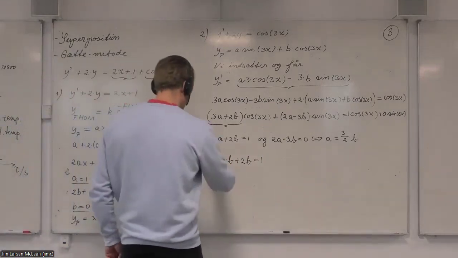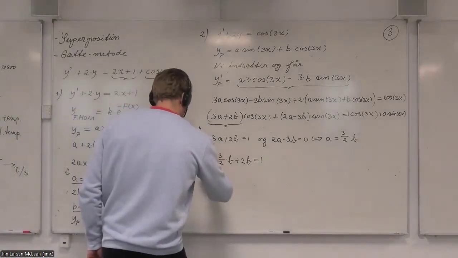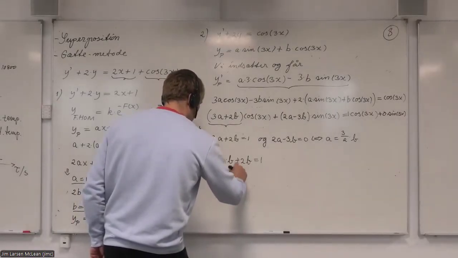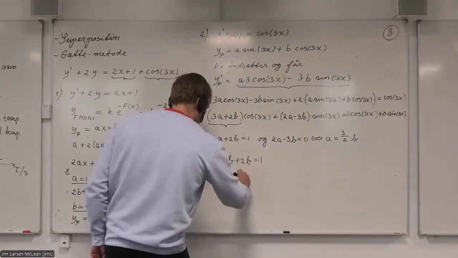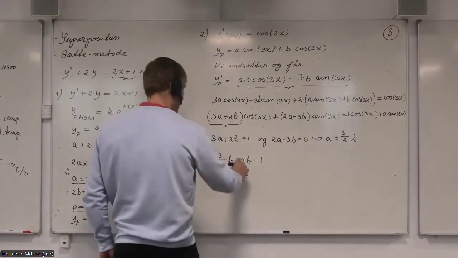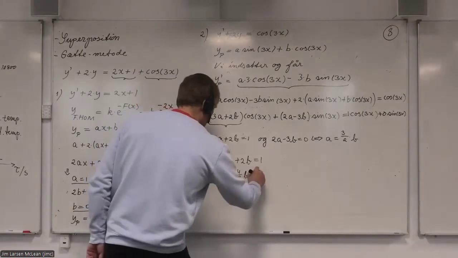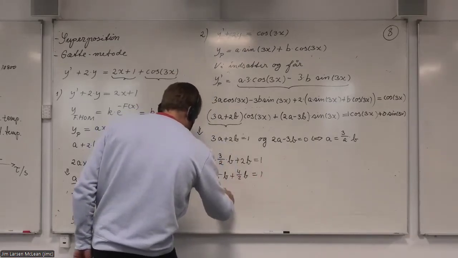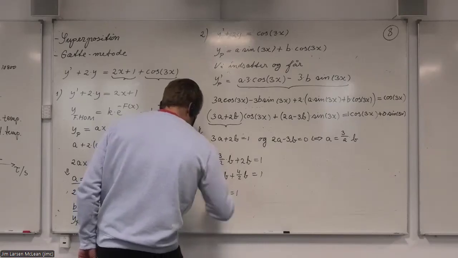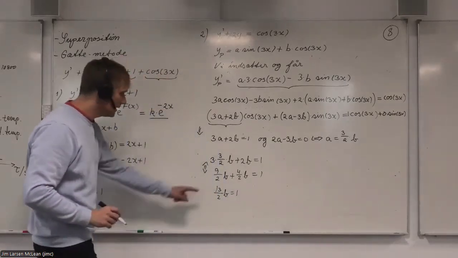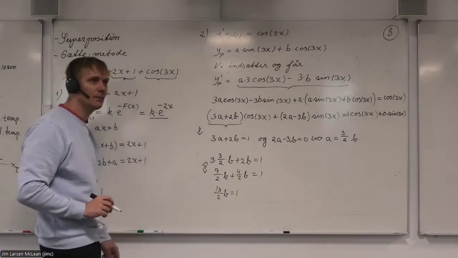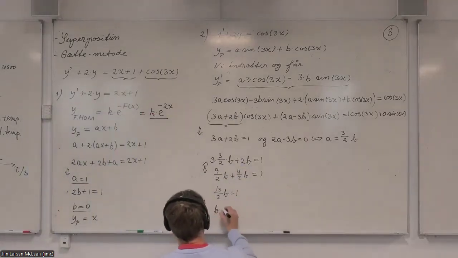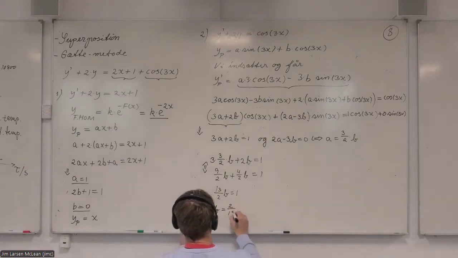So what does that make? 9 halves b. How many do I have here? 4 halves b, right, it is 4.5b. The other one is 2b. And it has to give 1, which means I have 13/2 b. If I need to get 1, then b must be 2/13. I multiply by 2 on the other side, and with 13 there, I have b. So that means b is equal to 2/13.